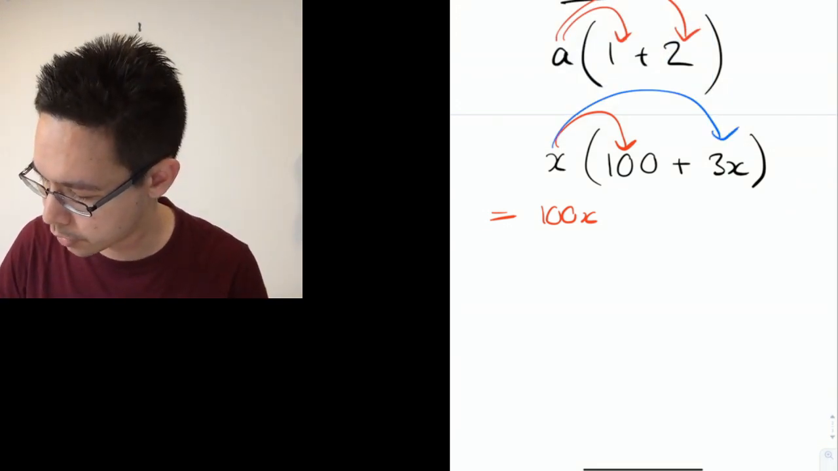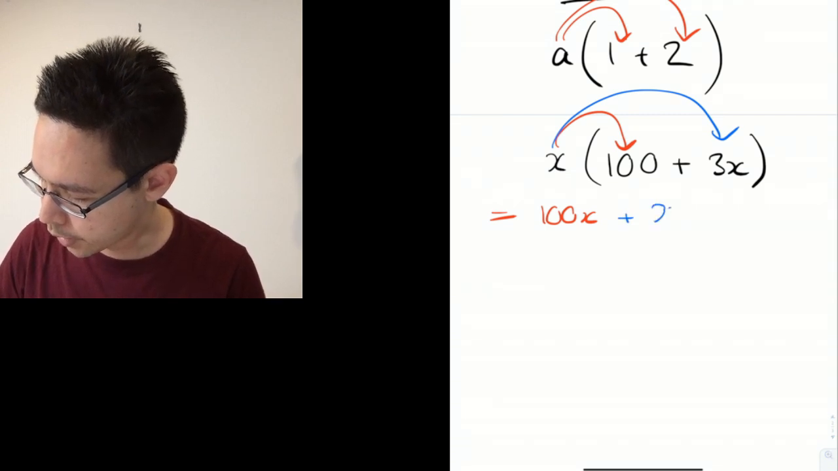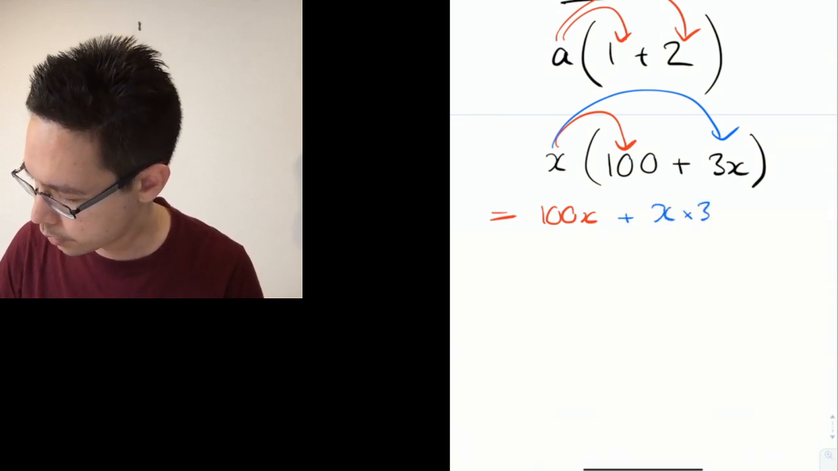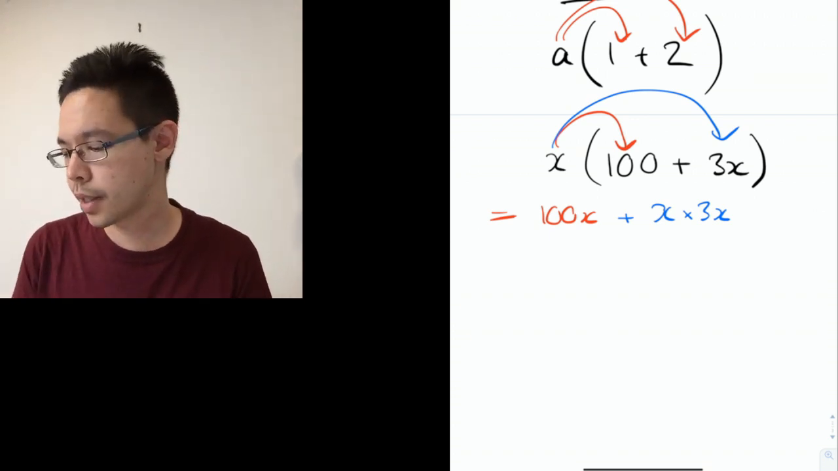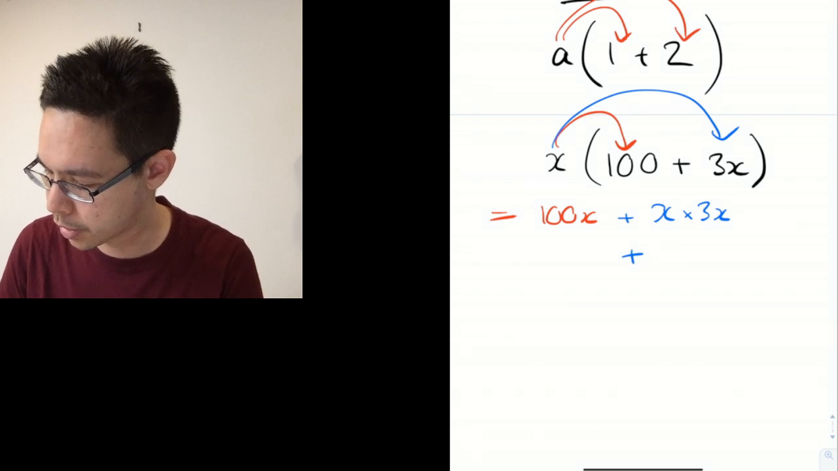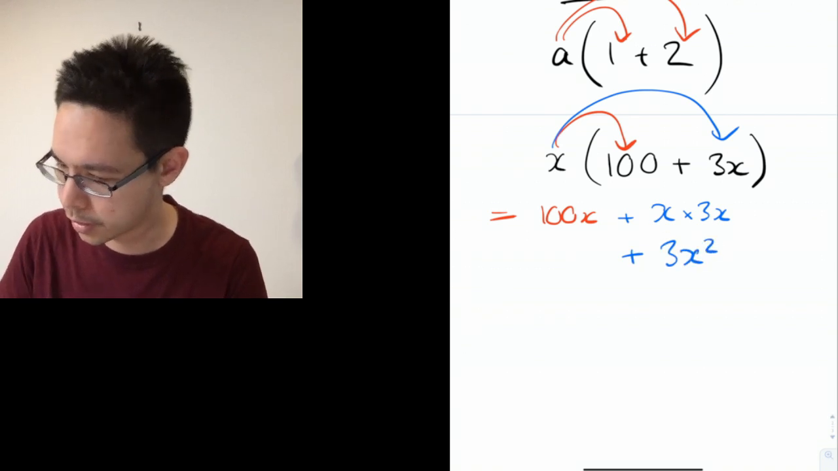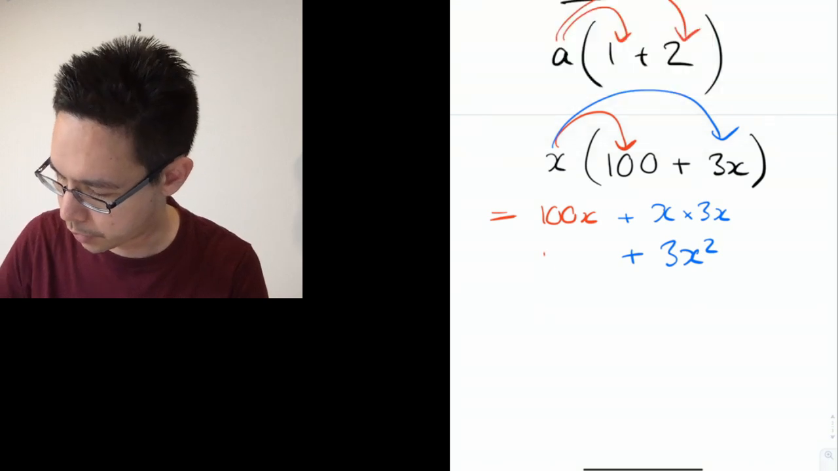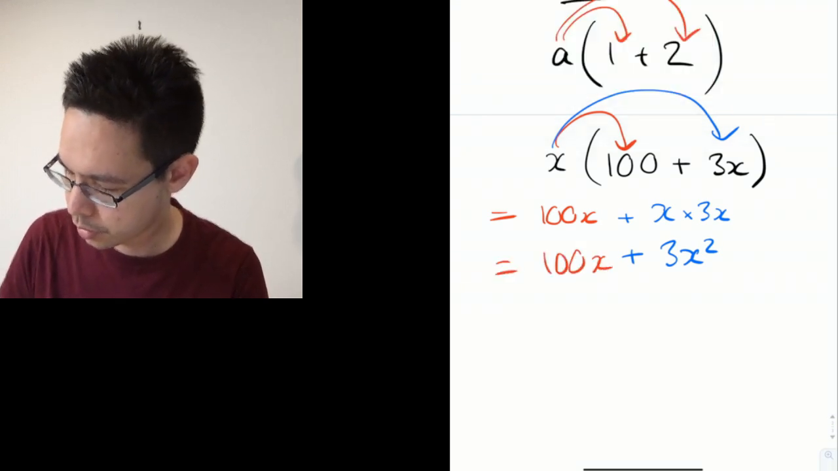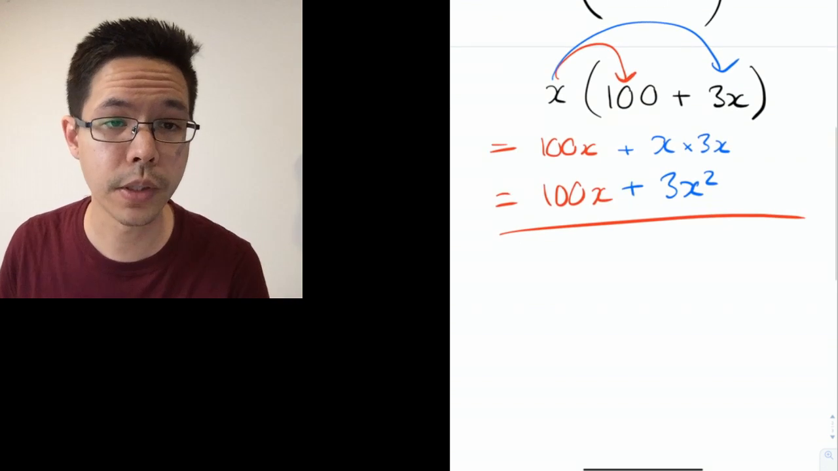So I've effectively got x times by 3x. I've got two x's and they're multiplied together, so that's going to give me an x squared. So this term actually becomes 3x squared. Let me switch colors. Okay, so that answers the first little demo for him.